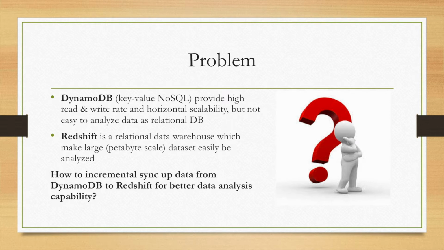AWS also provides Redshift. It's a relational data warehouse which makes large data sets easy to analyze. So we can think about this solution. Can we use the benefits of DynamoDB to handle data from the transactions and also use Redshift to analyze the data? The answer is yes. But how do we incrementally sync up data from DynamoDB to Redshift?